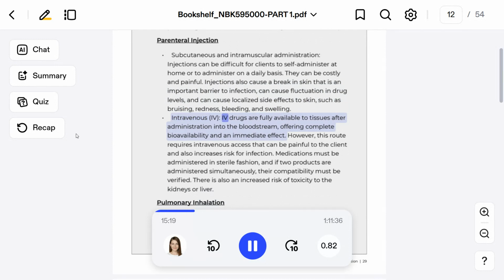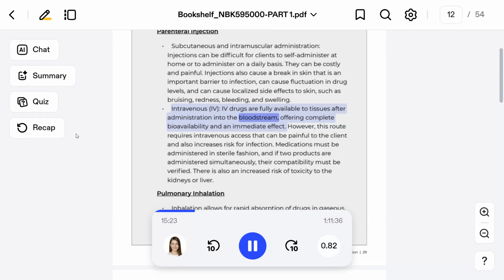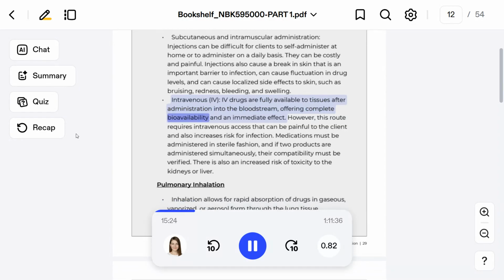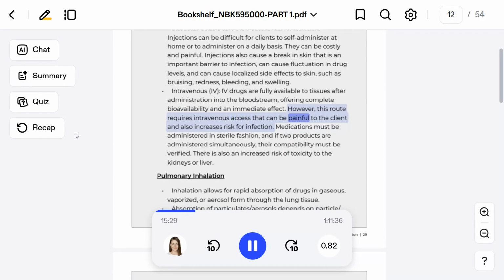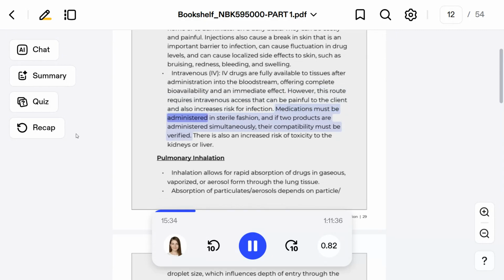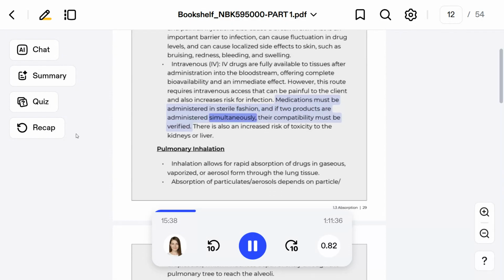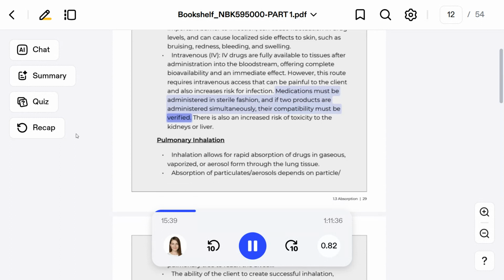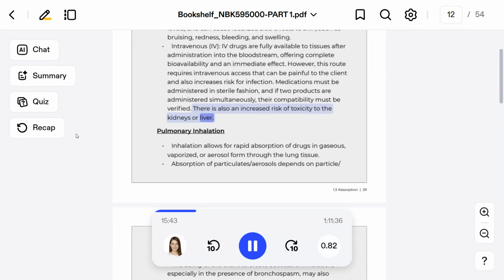Intravenous. IV drugs are fully available to tissues after administration into the bloodstream, offering complete bioavailability and an immediate effect. However, this route requires intravenous access that can be painful to the client and also increases risk for infection. Medications must be administered in sterile fashion, and if 2 products are administered simultaneously, their compatibility must be verified. There is also an increased risk of toxicity to the kidneys or liver.